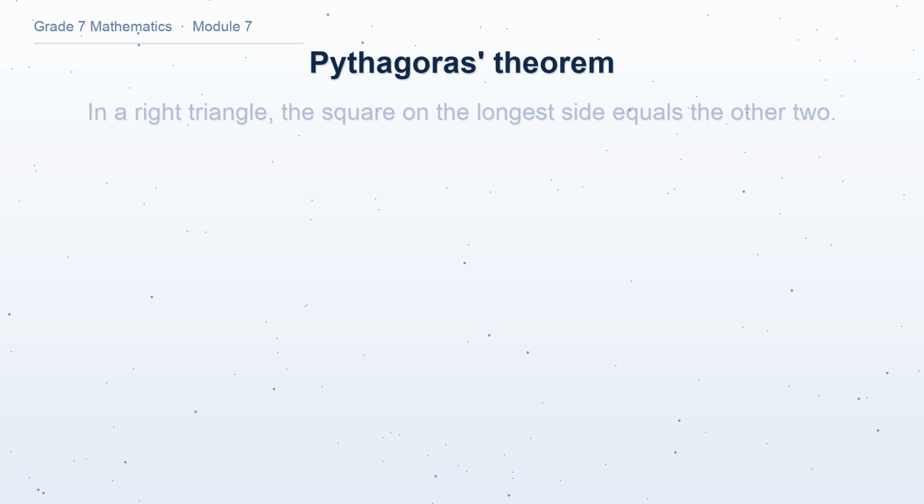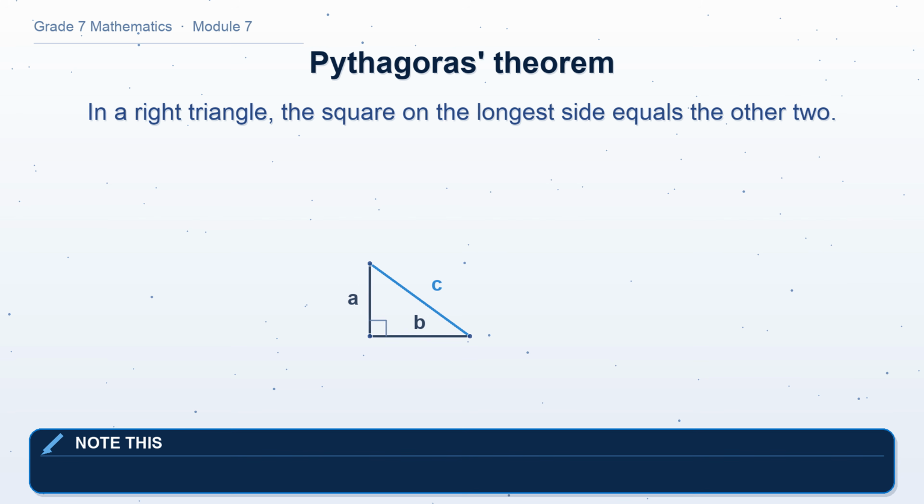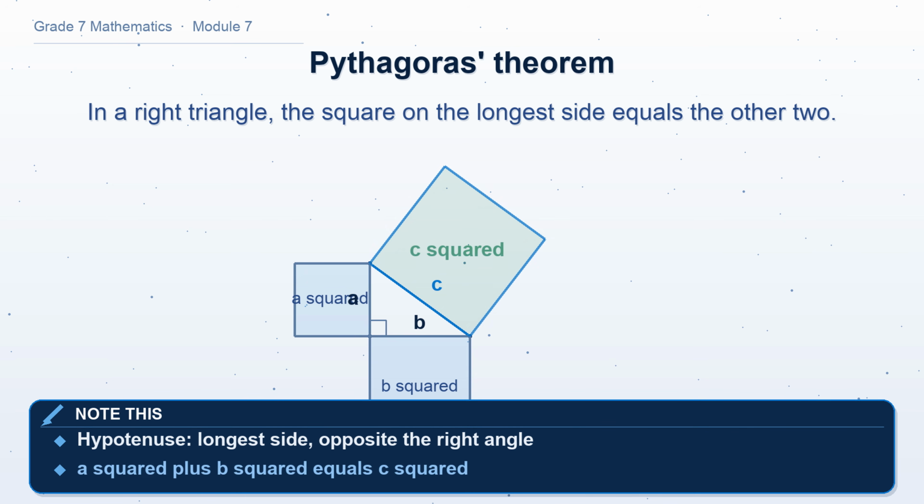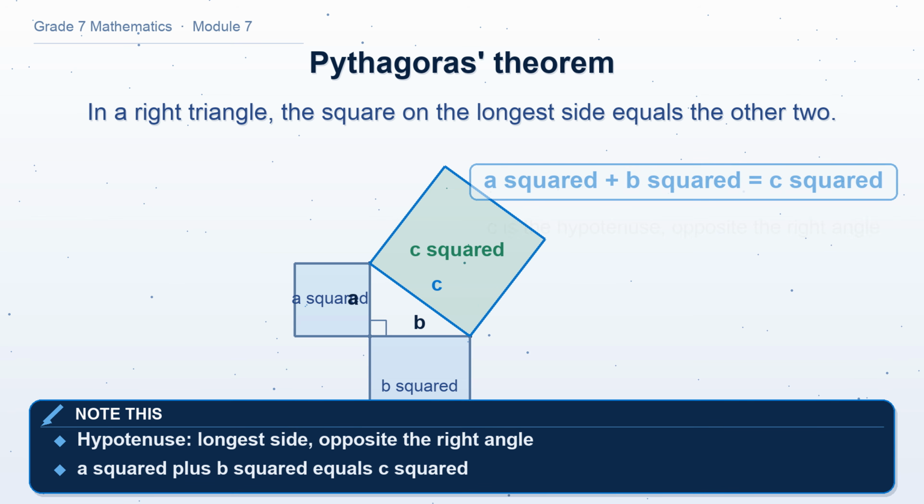A right-angled triangle has one special side. The side opposite the right angle is the longest, and we call it the hypotenuse. Pythagoras' theorem links the three sides in a beautiful way. If we build a square on each side, the area of the square on the hypotenuse equals the areas of the squares on the other two sides added together. In symbols, a squared plus b squared equals c squared, where c is always the hypotenuse. This single relationship lets us find any one side when we know the other two.